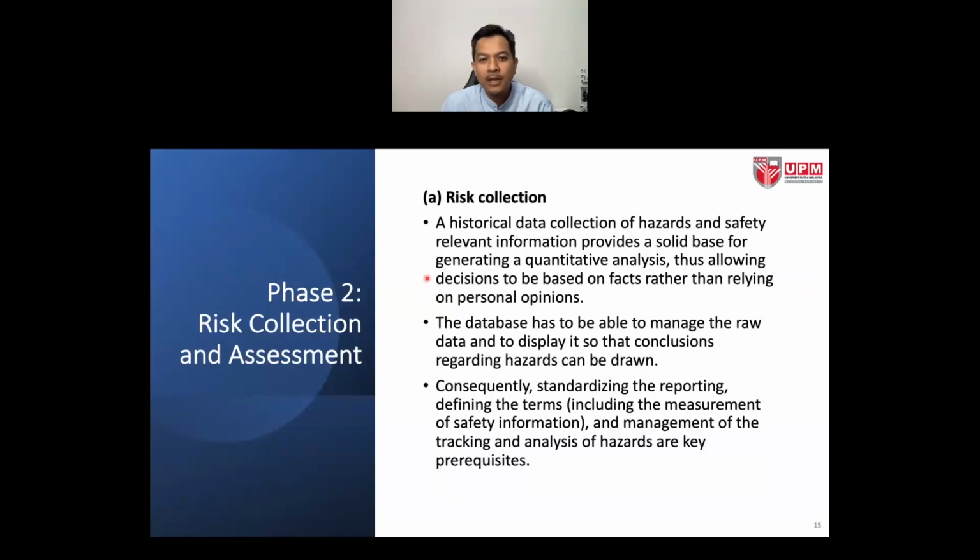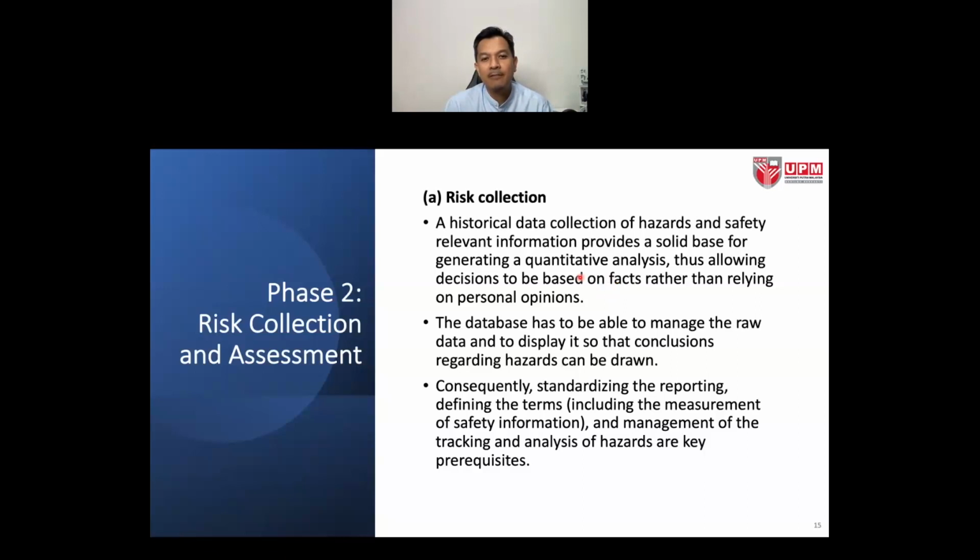And then to continue, historical data, because as I said earlier, you have to make a database of hazards and safety relevant information, provides a solid base for generating a quantitative analysis and thus allowing decisions to be based on facts rather than relying on personal opinion. Because if you just base it on the personal opinions of the workers, the engineers, the supervisors, the managers, sometimes it's based on their experience, maybe their historical background, their surroundings, but not based on facts.